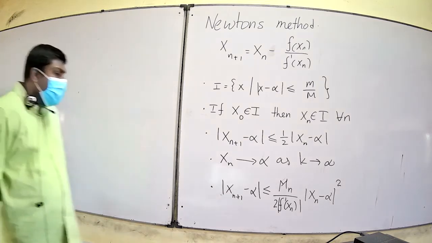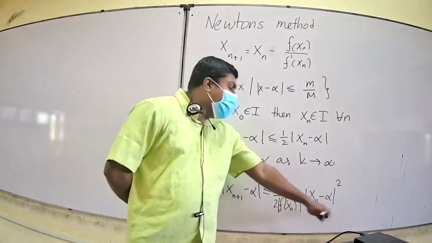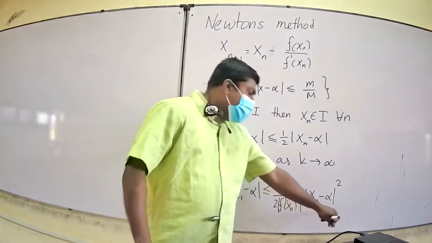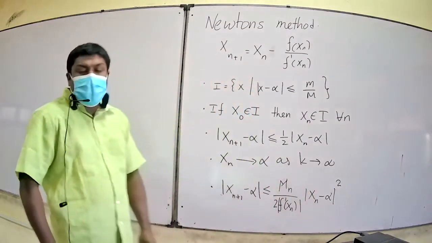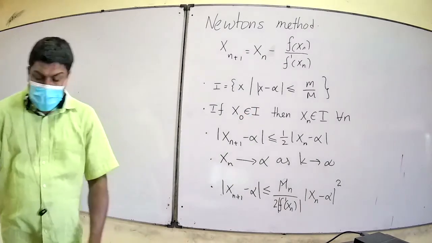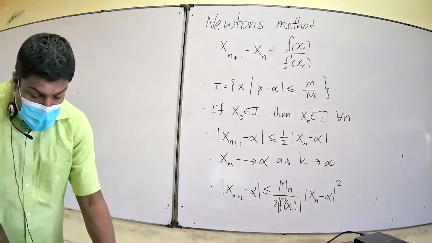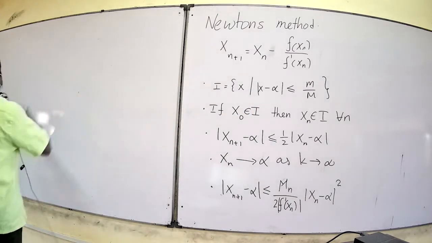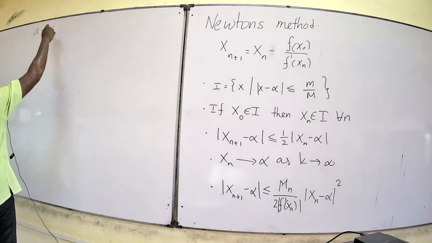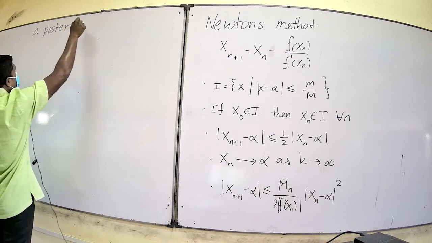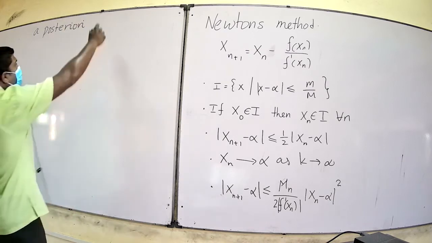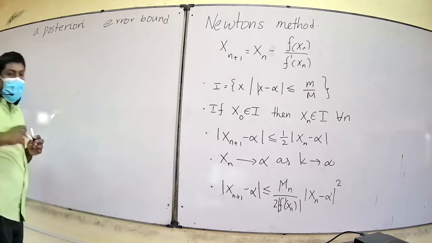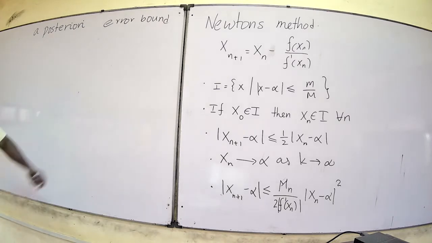But again, this error bound can be obtained only when you know alpha. Even though this looks like an error bound, this value is unknown: xn minus alpha quantity squared is unknown. So what we are going to do today is develop a posteriori error bound. Right, so let us define a posteriori error bound. We start with this.